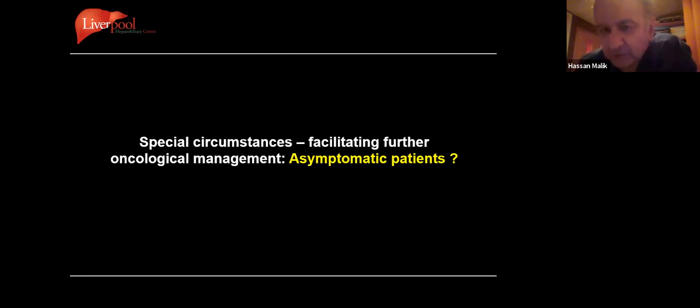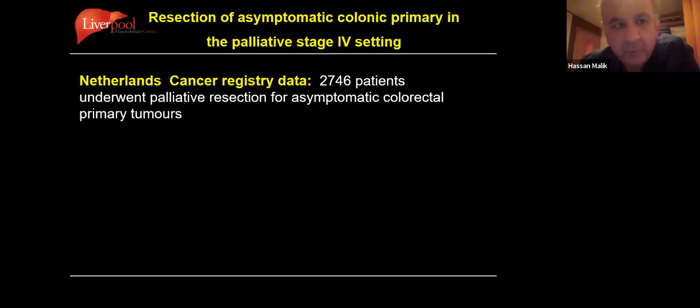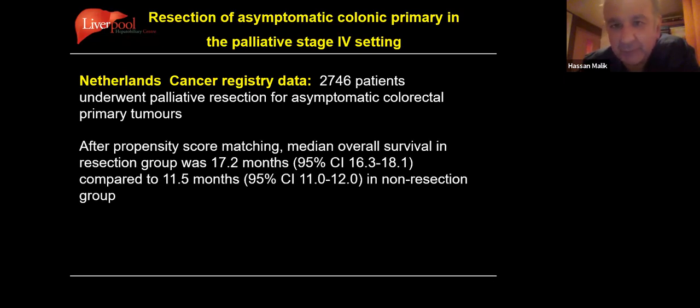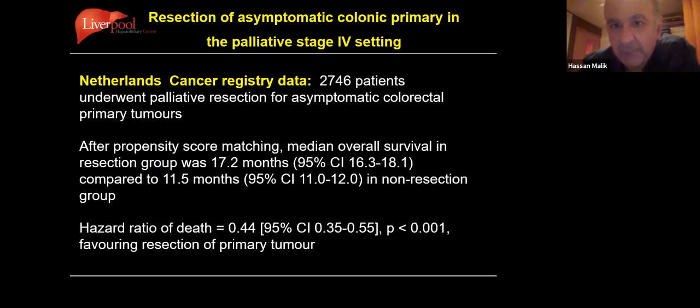And what about the patient who has multi-site disease but is asymptomatic? Well, we have this data from the Netherlands Cancer Registry, which looked at over 2,700 patients who underwent a palliative resection in the asymptomatic setting. And essentially what they found is that resection in the palliative asymptomatic setting did seem to be favored over palliative chemotherapy alone.